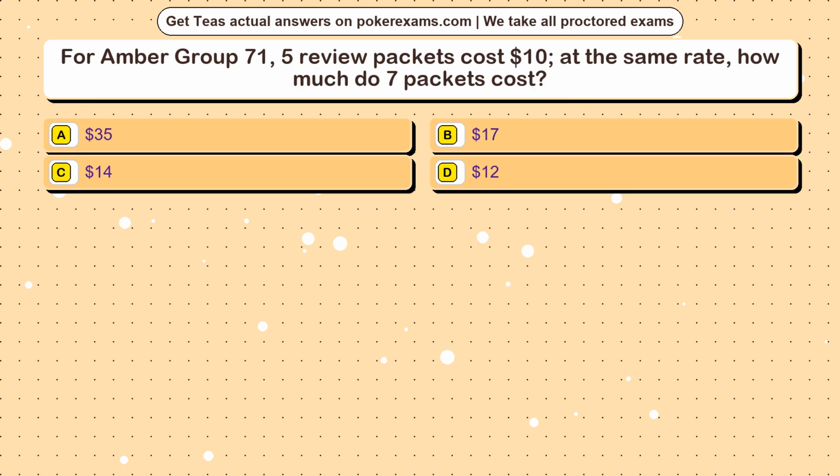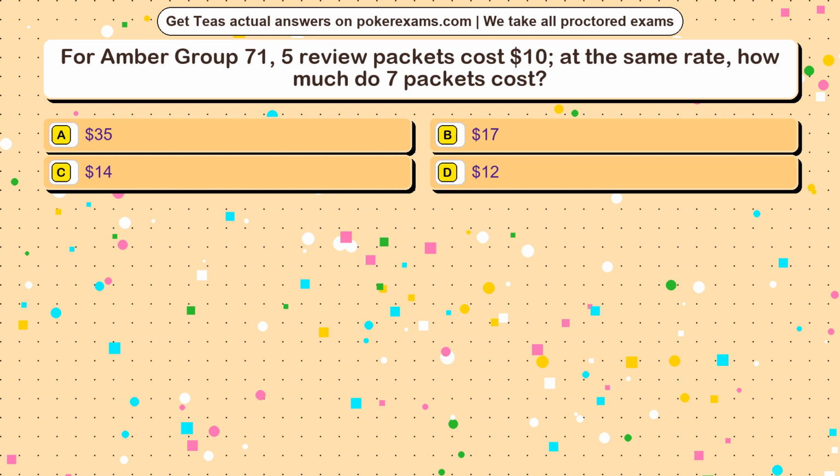Question 13. For Amber Group 71, 5 review packets cost $10. At the same rate, how much do 7 packets cost? Option A, $35. Option B, $17. Option C, $14. Option D, $12.